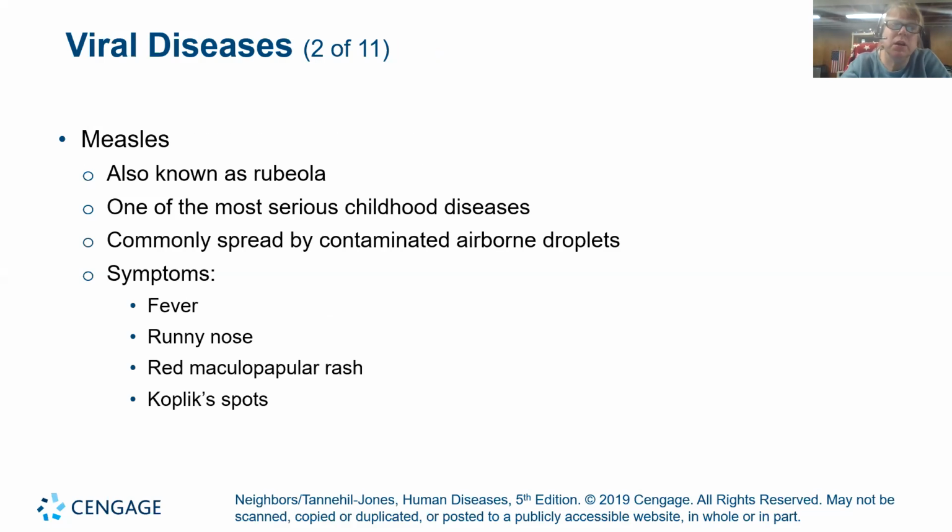The first one I want to talk about is measles. The technical term for measles is rubeola, okay? And it is one of the most serious childhood diseases. It is obviously vaccinated with the measles, mumps, and rubella trifold vaccine. It is spread by airborne droplets. It is considered a respiratory disease. You get fever, runny nose, a specific rash, and Koplik spots.